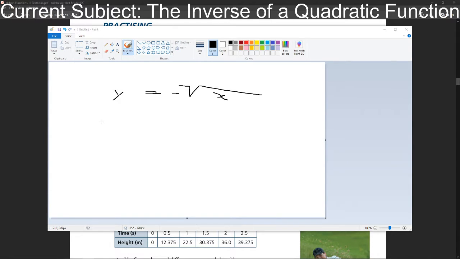Alright, let's do this. So we're going to do negative y equals the root of x. Negative y.